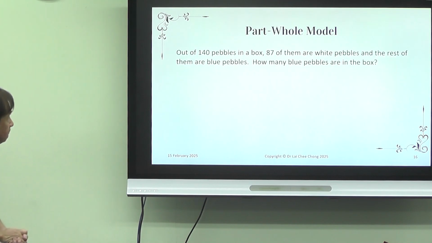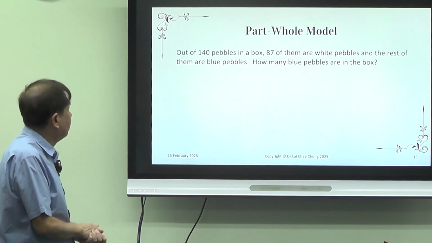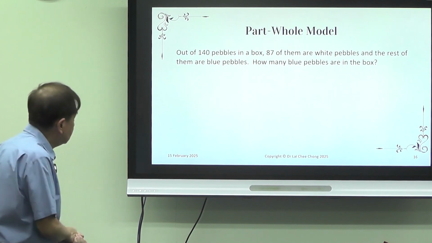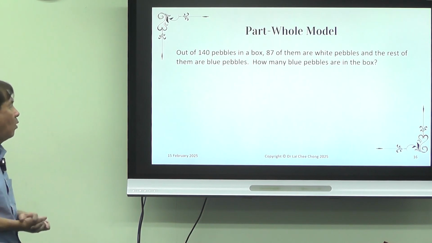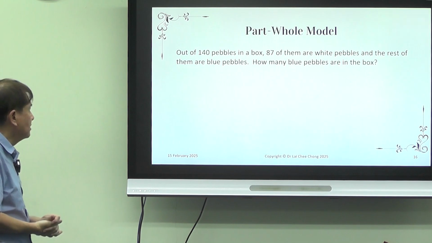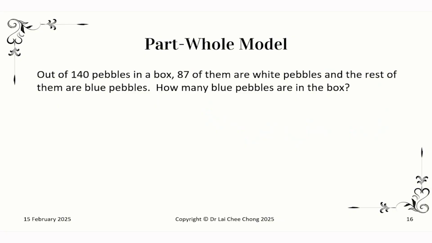Now, take a look at this one here. Out of 140 pebbles in a box, 87 of them are white pebbles, and the rest of them are blue pebbles. How many blue pebbles are in the box? Now the question, look at it. What do they want you to find out? Is it a whole? No. It's a part. The whole is already known, right? How many are there? 140. So I know the whole already. What's there to find?